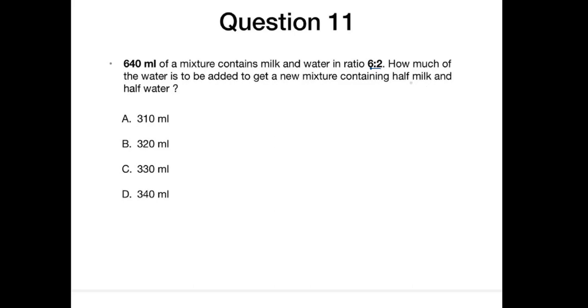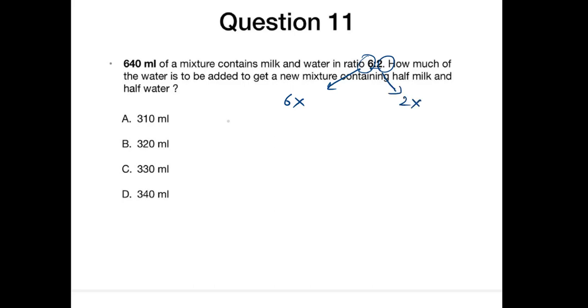So it's really simple, so let's go ahead. Let us assume the ratio to be x. So the quantity of milk, you can see here, is 6. So the quantity of milk we can take as 6x, and the quantity of water, let it be 2x.